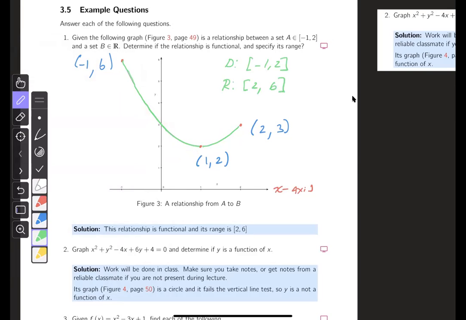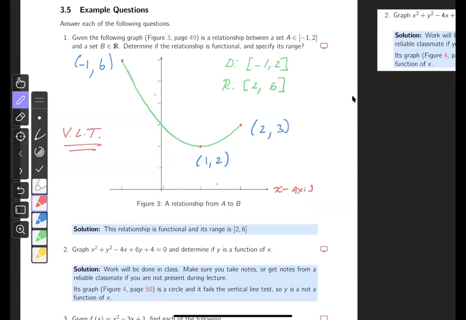Again, determine if the relationship is functional. Well, I'm going to be honest with you. A lot of people read that definition of what functionality means and have a tough time with it. So we have a simpler way of approaching it. And the simpler way of approaching it is called the vertical line test. Vertical line test.